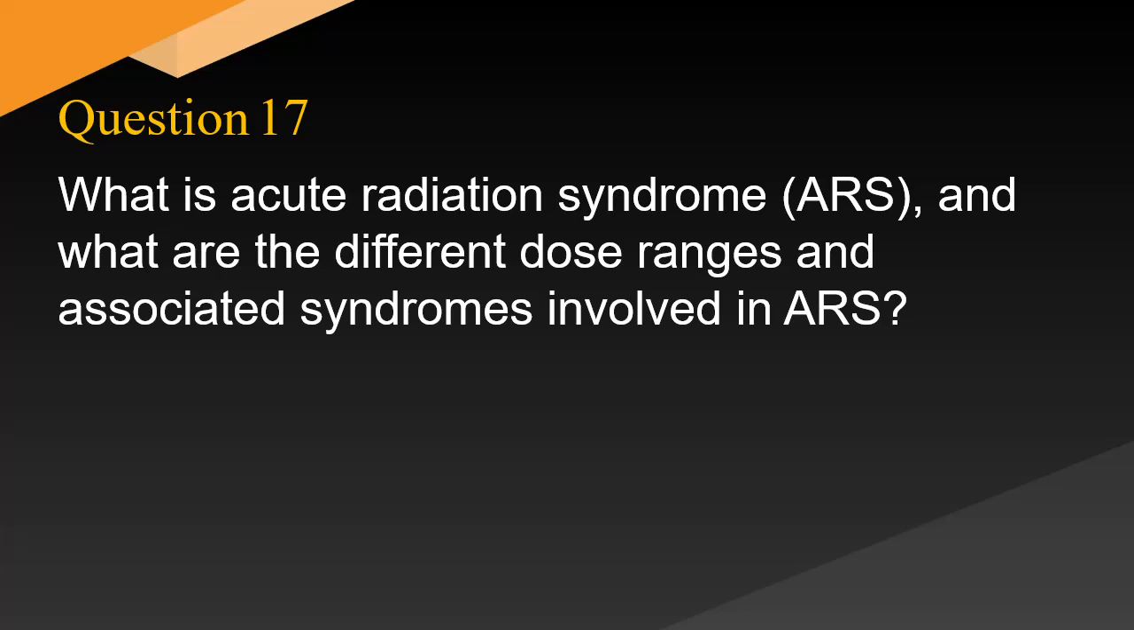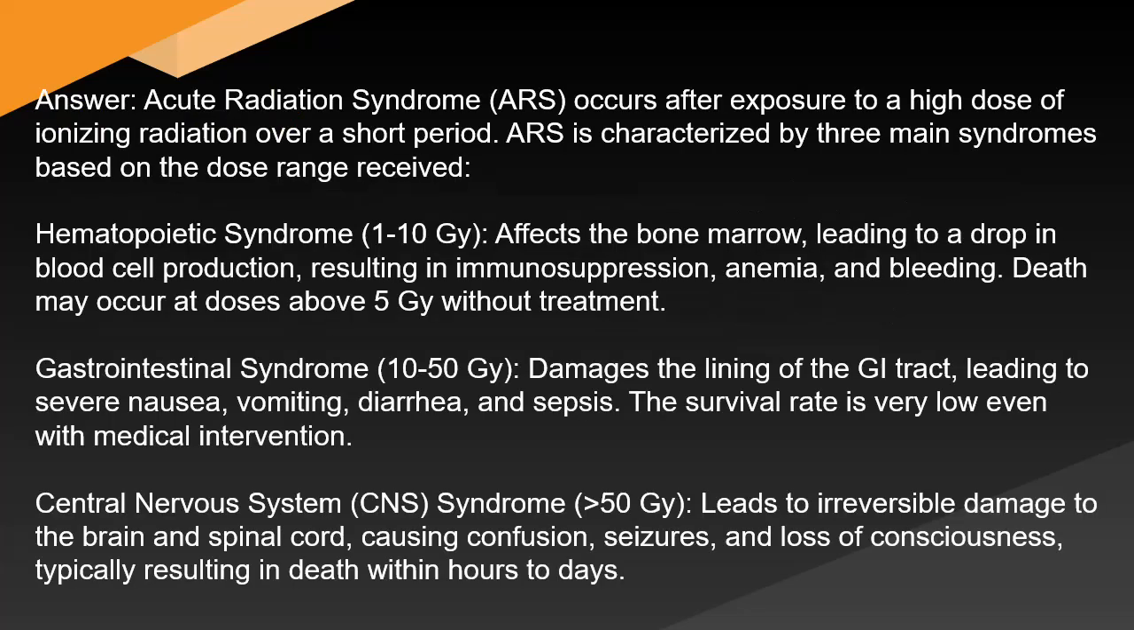What is acute radiation syndrome (ARS) and what are the different dose ranges and associated syndromes involved in ARS? Answer: acute radiation syndrome (ARS) occurs after exposure to a high dose of ionizing radiation over a short period. ARS is characterized by three main syndromes based on the dose range received.